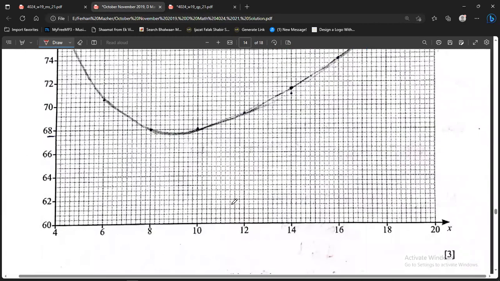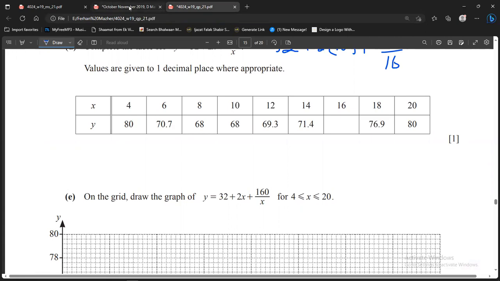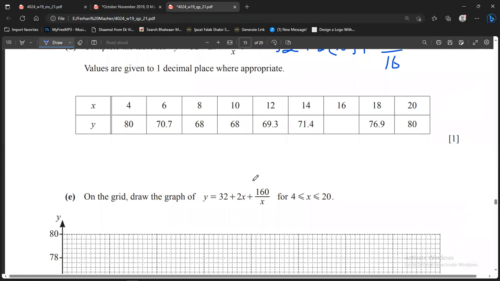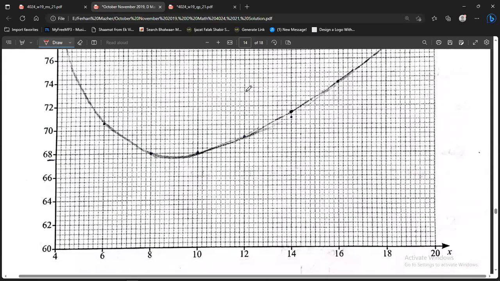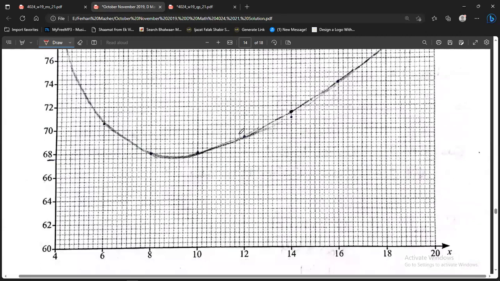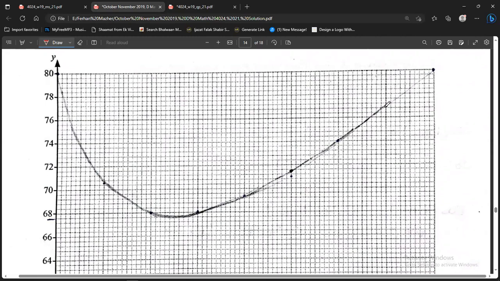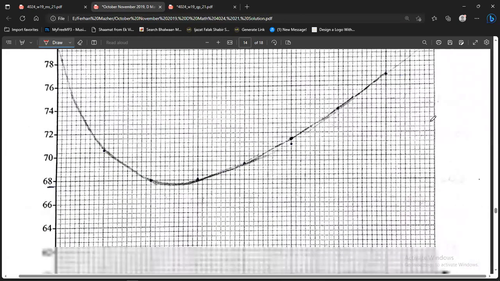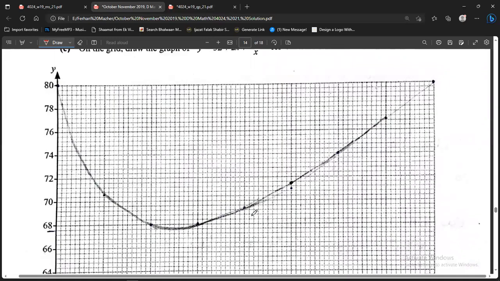At 12 you have 69.3 approximately. At 14 you have 71.4 approximately. And at 16 you have that value, I know that's 74. And at 18 you have 76.9. And then at 20 you will have 80. Join them with a smooth curve. I have tried my best. Once you have a smooth curve, then the questions will come.